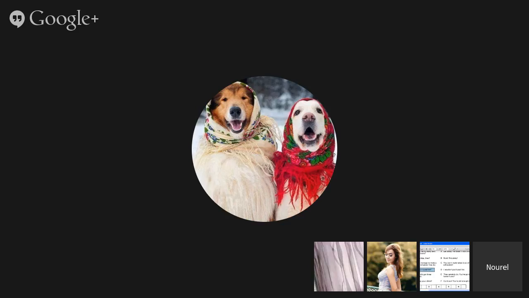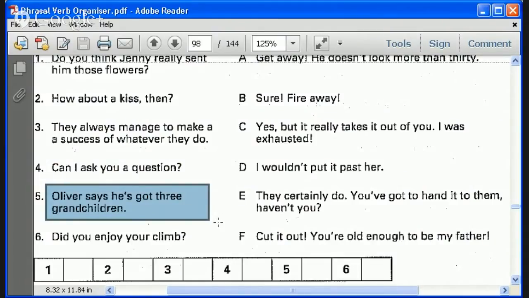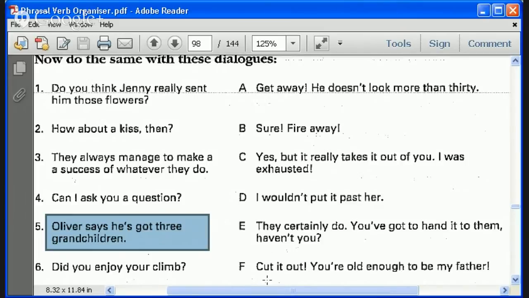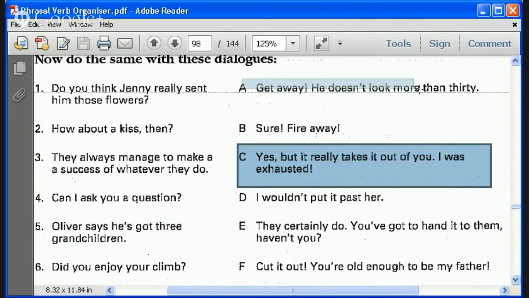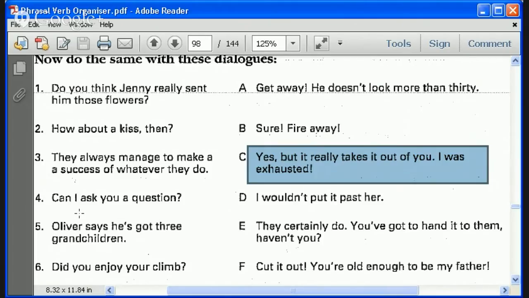Okay. Whose turn here? Where'd Gregory go? Okay, Narelle. Yes. Number five, Oliver. Oliver says he's got three grandchildren. Okay, and there's no more choices. Well, what's left? It's C, or we've got A. Oh, C and A, yes. Get away. He doesn't look more than three. Yes, get away. He doesn't look more than three. Okay. All right. Three grandchildren.